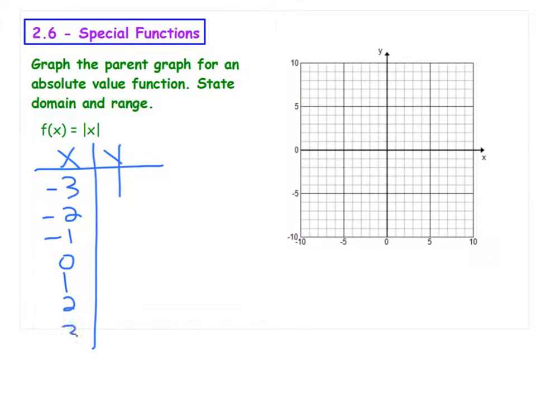So I'm going to plug in -3 to 3. All I'm doing to the input is finding the absolute value of it. So the absolute value of -3 is +3. Absolute value of -2 is +2. Absolute value of -1 is 1, of 0 is 0. Absolute value of 1 is 1. Absolute value of 2 is 2. And the absolute value of 3 is 3. Now I just need to plot those points.